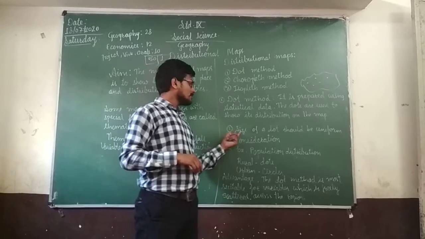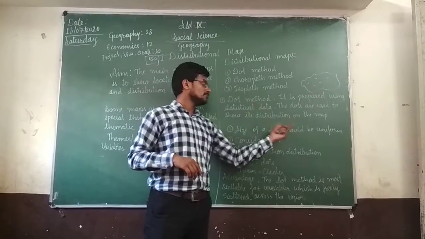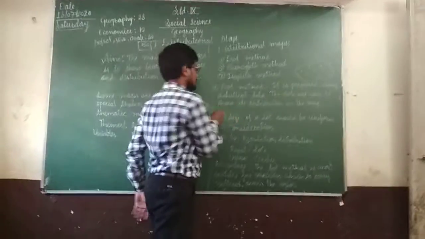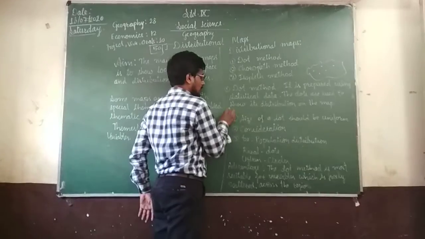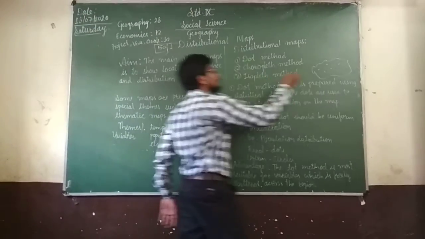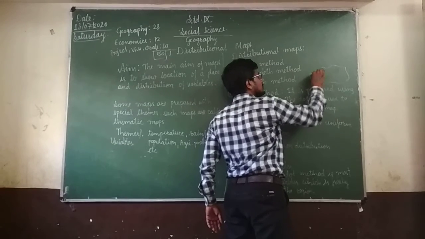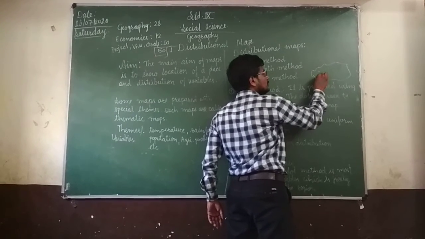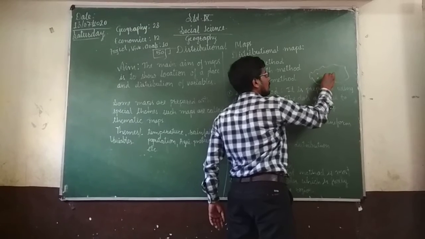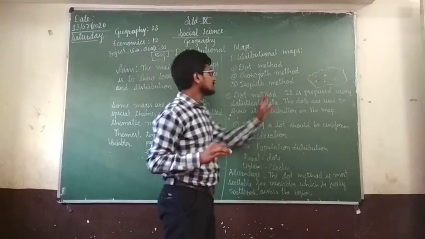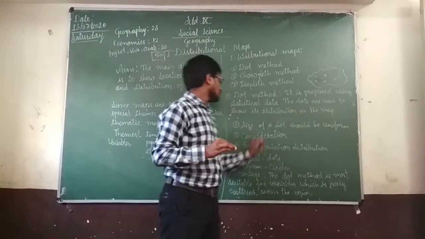So very first, the size of a dot should be uniform. That means as you choose one kind of dot, the same size should be applied on the whole map. For example, this is another kind of map. If we use such a size, the same uniform size should be applied everywhere on this map. Same size, that means the size of the dot should be uniform.